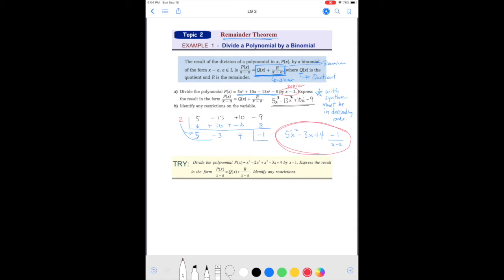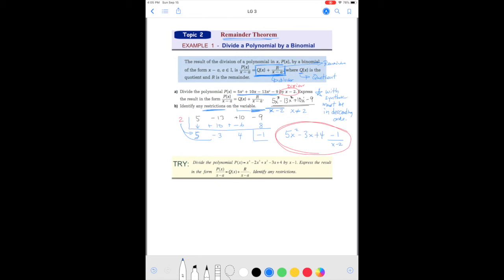Now, just before we say finish and go on, it's asking us to do a restriction. And remember, restriction comes from the bottom, so we're looking at the divisor. If I have x minus 2 on the bottom, I know x cannot equal 2. Because if I put a 2 in here, 2 take away 2 is 0, and we have a problem. We can't divide by 0. So that's your restriction.